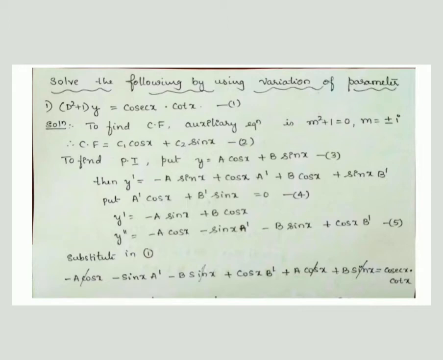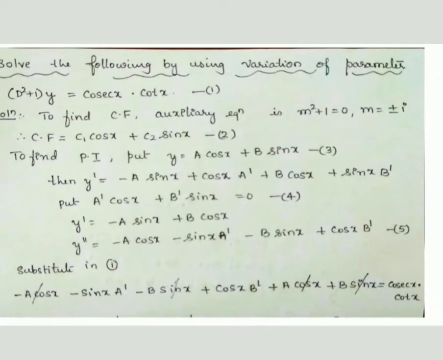The first problem is (D square plus 1) y is equal to cosecant x into cot x. We shall call this equation number 1. First we have to find the complementary function. For that the auxiliary equation is m square plus 1 is equal to 0. Therefore the roots are plus or minus i. So the complementary function can be written as c1 cos x plus c2 sin x, and we shall call this equation number 2. Later we have to find the particular integral.